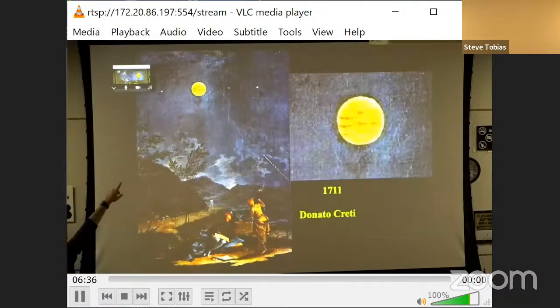Jupiter is not really that big in the sky. You can probably see that. And his idea was that if he painted these pictures and gave them to the Vatican, they may set up a telescope, an observatory, and they did. So, nice idea.